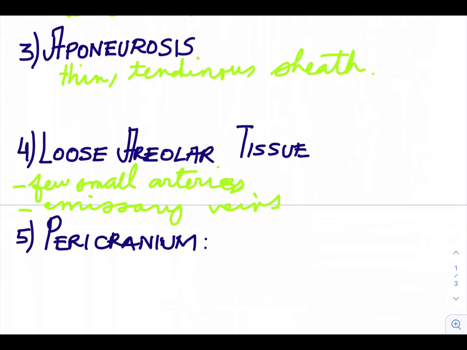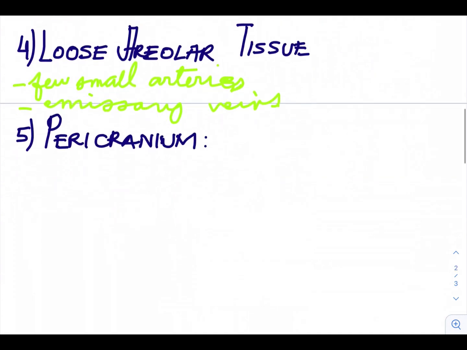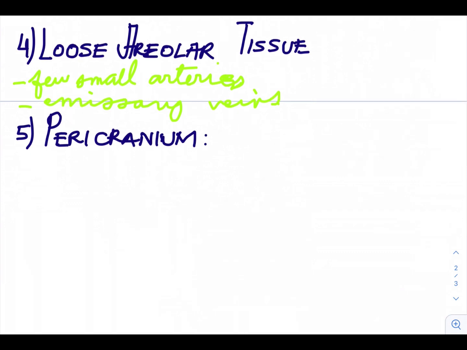Emissary veins are valveless and connect the superficial veins of the scalp with the diploic veins of the skull bones and with the intracranial venous sinuses.